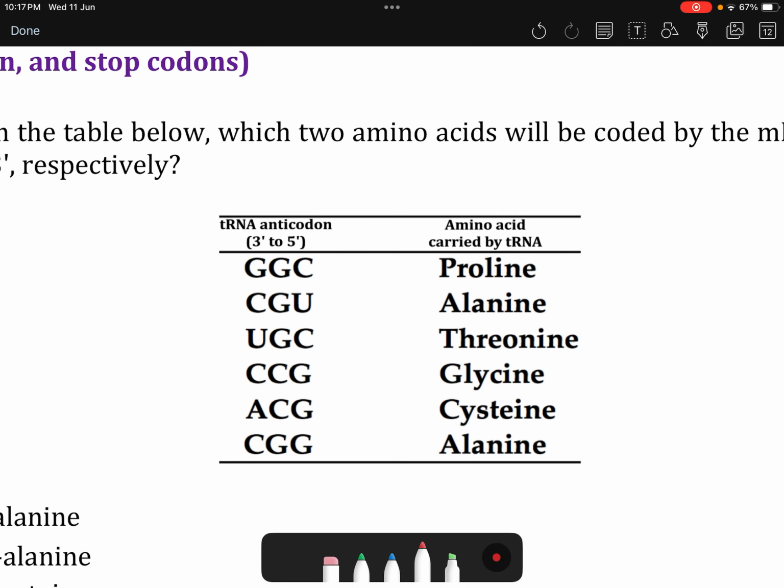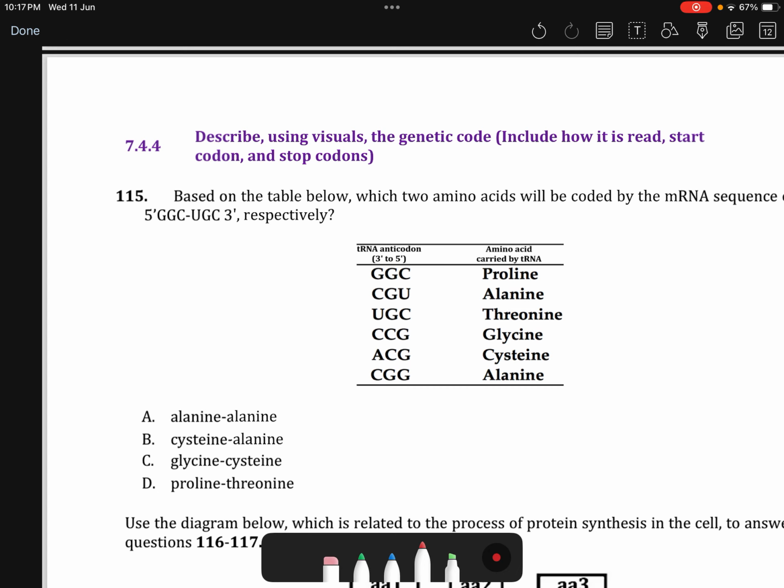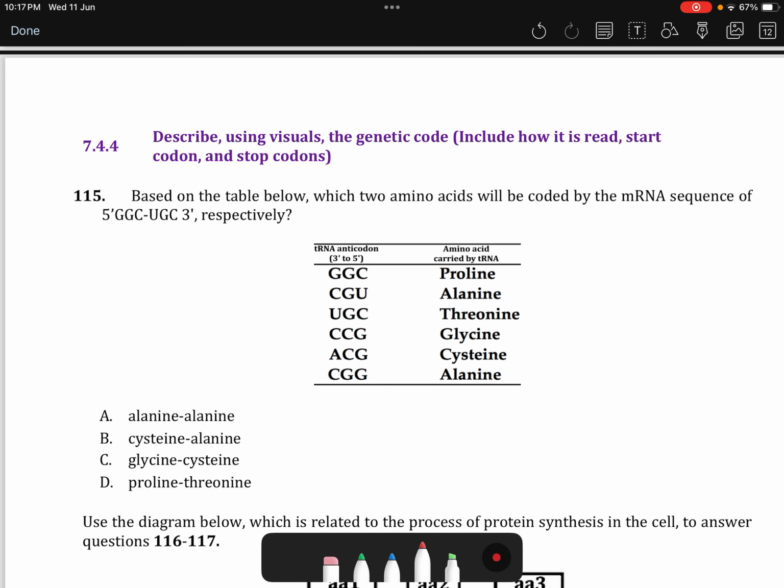Let's use these. So in the codon table, you will have the nucleotide sequence. For example, like this: G, G, C, U, G, C. When you are doing this, you need to read GGC. So go here, GGC codes for proline. So you will say proline, and UGC, there is no other proline, so of course this is the answer. UGC, this is UGC, it is threonine.